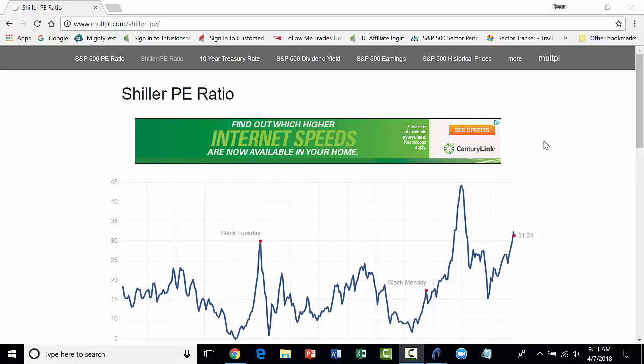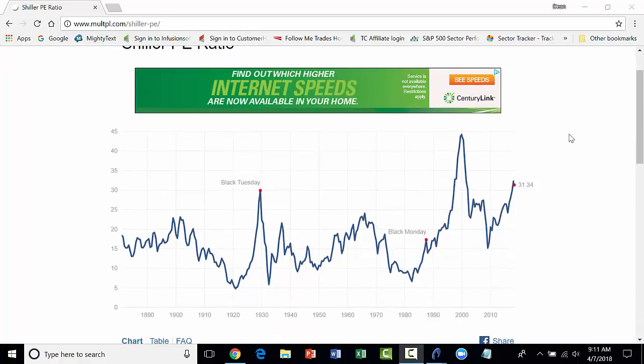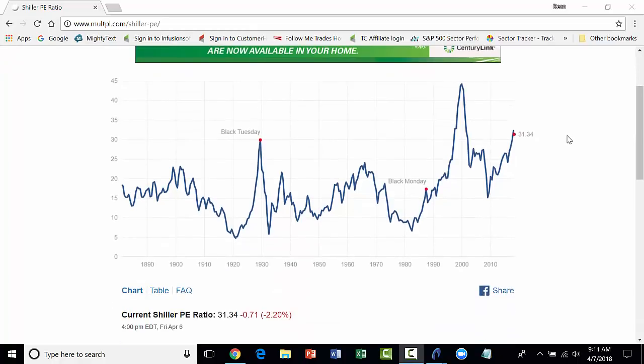I want to show some other interesting information. This is the Shiller PE ratio for the S&P 500. Now, I'm a technical trader. I don't lean too heavily on fundamentals, but it's interesting to look at it in terms of historical patterns. And you can see we're at a very high price to earnings ratio on the S&P 500 according to Shiller's method, which is different than the standard price to earnings ratio. I think it's actually better.